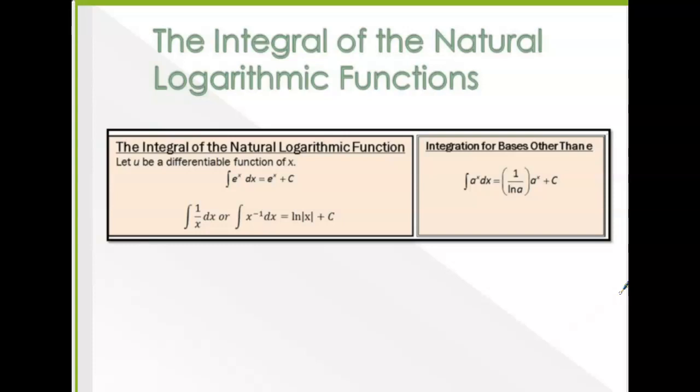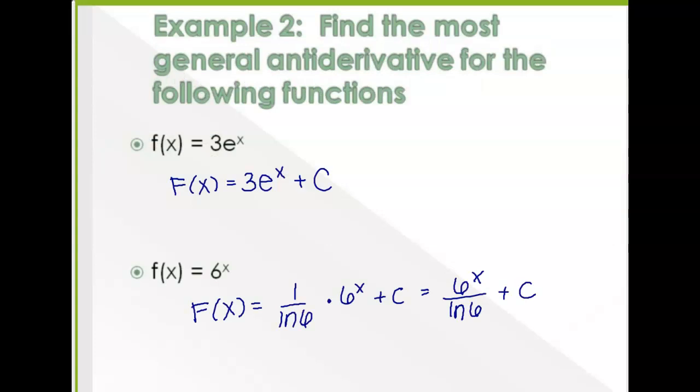Okay, so those are our general rules. So what we're going to do now is apply them. So in that example below, we look at our first antiderivative of an e to the x. So e to the x is nice in all forms because e to the x is always e to the x.